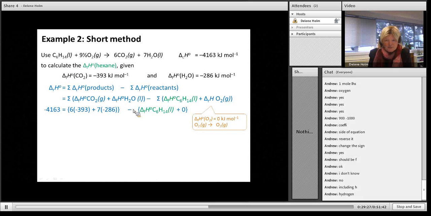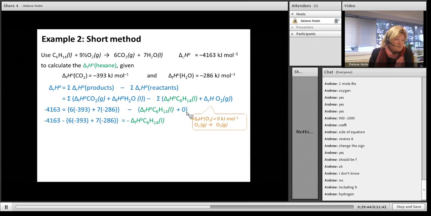And now I subtract my reactants. That's my unknown that I'm looking for. That's what I'm calculating. And of course, any element in its standard state is going to be 0 no matter how many there are. So 9.5 times 0 is 0. Now I just simply work through the maths.